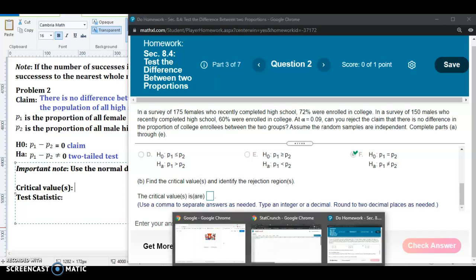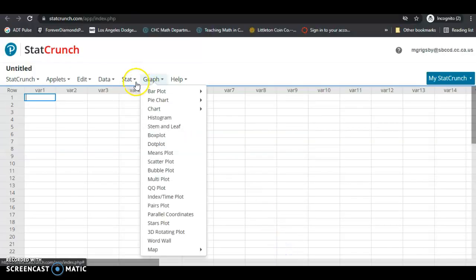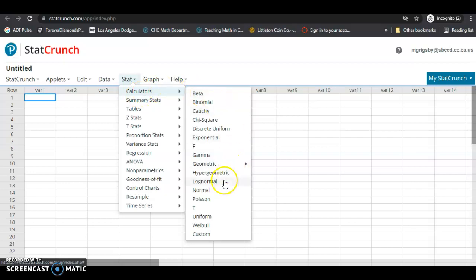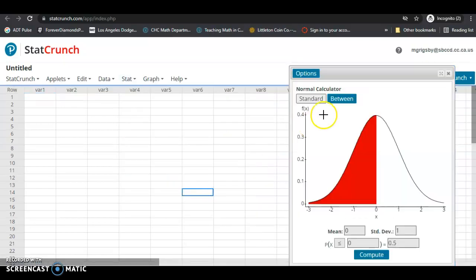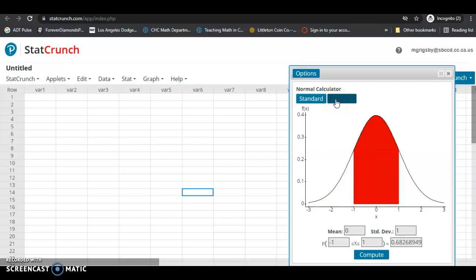Okay. So when we use the normal distribution calculator to get the critical values, go to the Stat menu, select Calculator, select Normal. Select the Between option because this is a two-tailed test. You're going to leave the mean and standard deviation as 0 and 1, I believe.